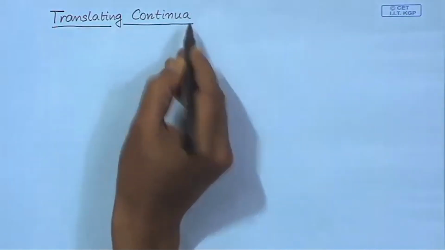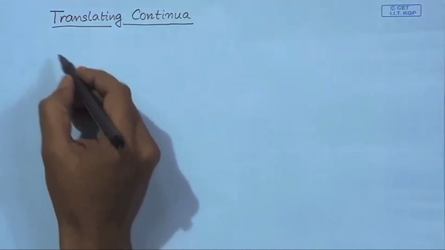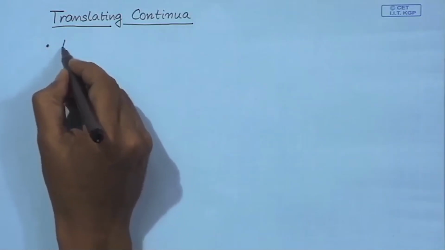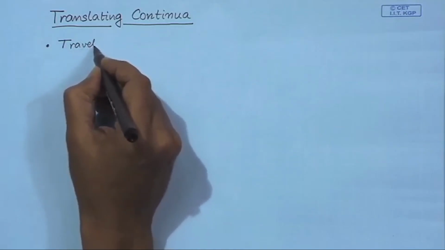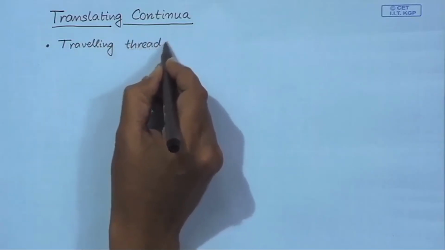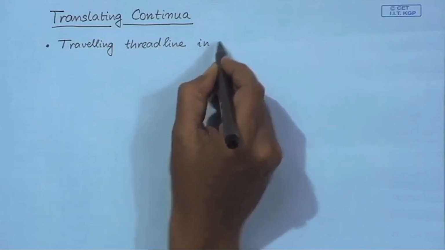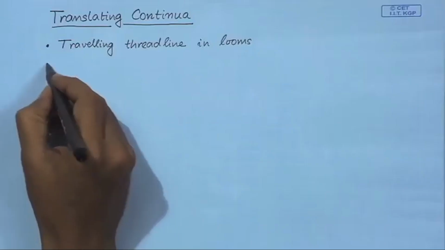Where do we find translating continua? A common example is the travelling thread line, in looms. In a travelling thread line, you have a string which is translating, and it can have transverse vibrations. So, this is one example of translating continua.